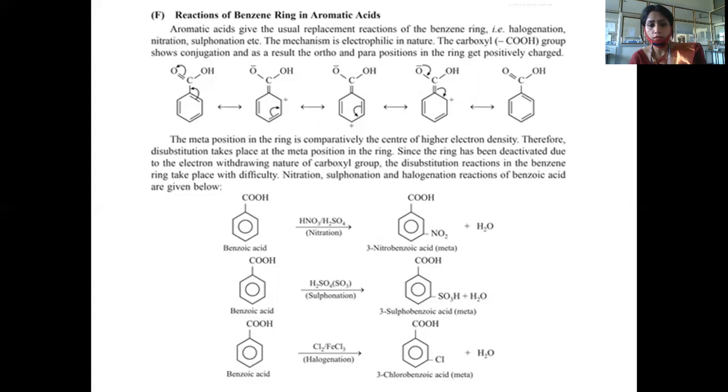So nitration, sulfonation, and halogenation are shown in the figure below. For nitration, we use nitrating mixture, that is HNO3, H2SO4. For sulfonation, we use H2SO4, which gives the reactive species SO3. And for chlorination, we use chlorine in presence of ferric chloride.